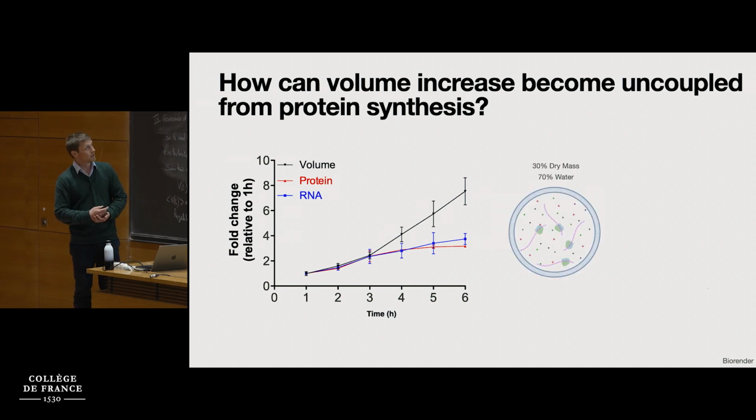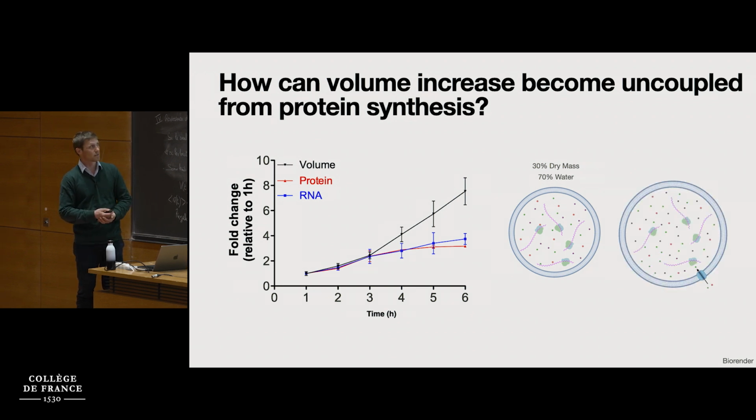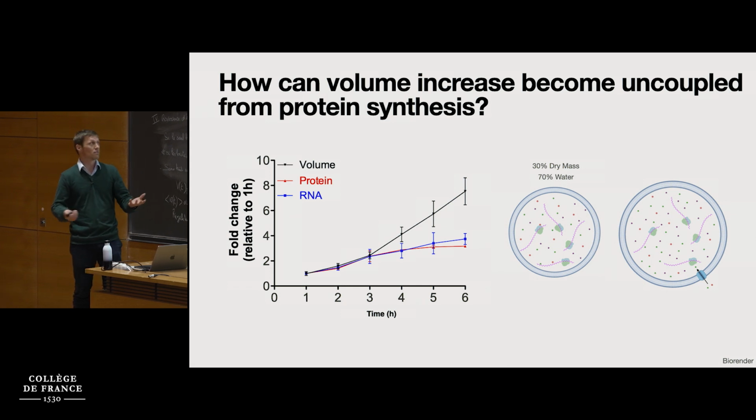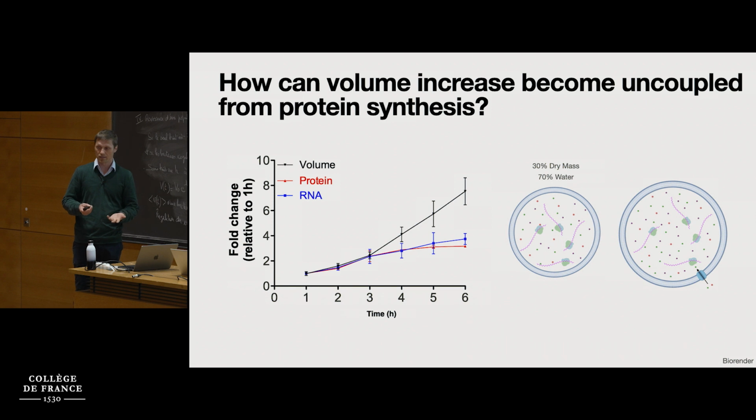And so if you look at the composition of a cell, it's roughly composed of 30% dry mass and 70% water. And so if you want to increase your volume without increasing your dry mass, what you have to do is increase the water content. And the way to do this is by increasing the amount of osmolytes. So really, the volume of a cell is mostly regulated by the amount of osmolytes.